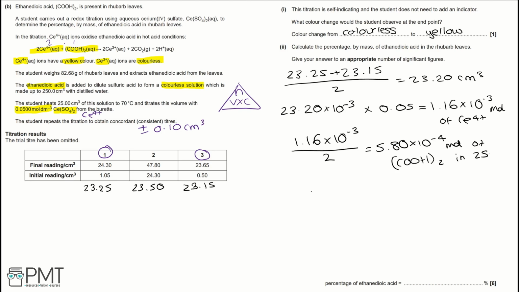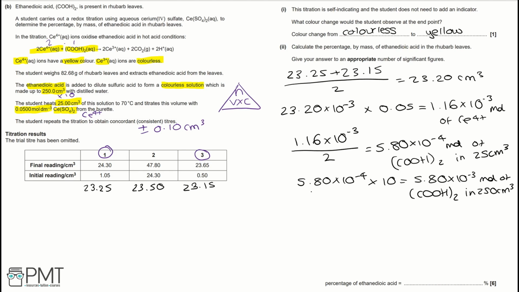But we want the number of moles in 250 cm³. It's because we're taking a 25 cm³ sample, but overall we have 250 cm³. So we have a factor of 10 we need to account for. That means we need to do 5.80 times 10 to the negative 4 multiplied by 10, which gives us 5.80 times 10 to the negative 3 moles of ethanedioic acid, (COOH)2, in 250 cm³.